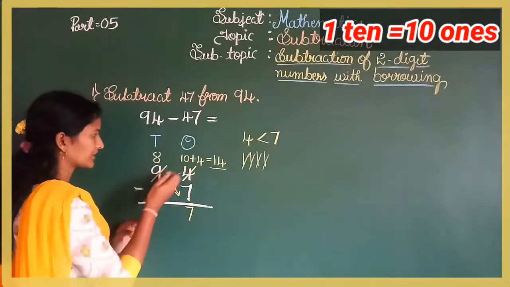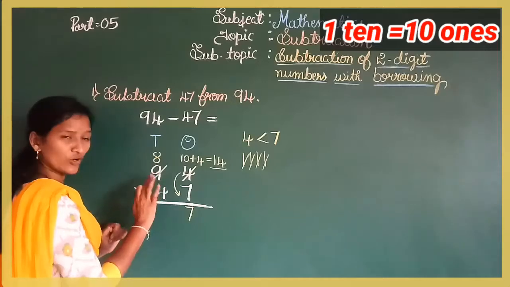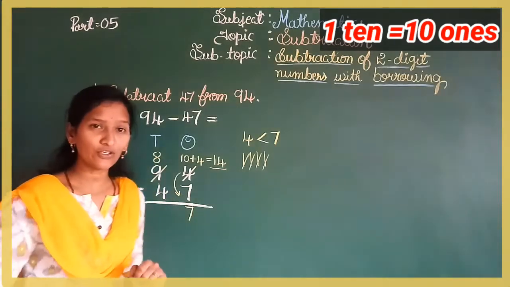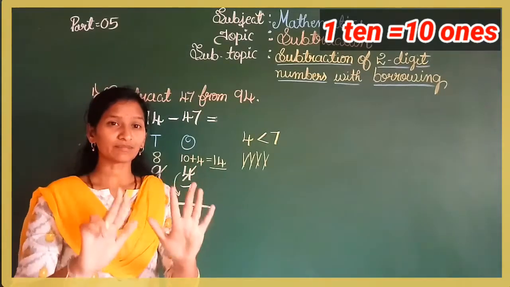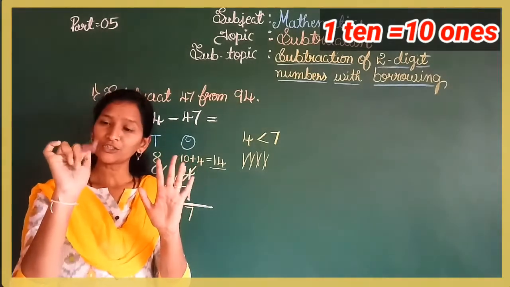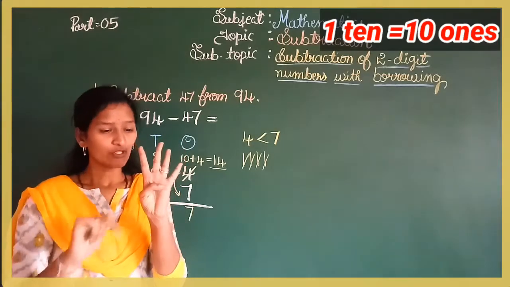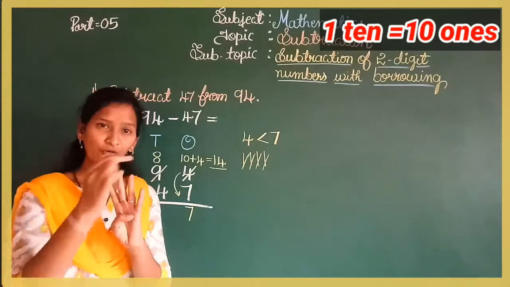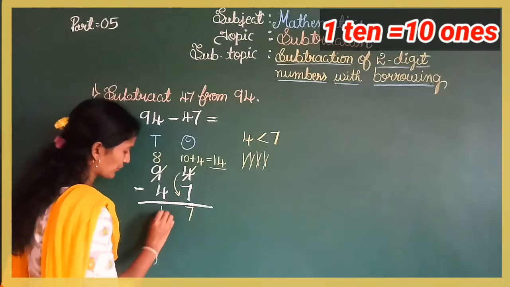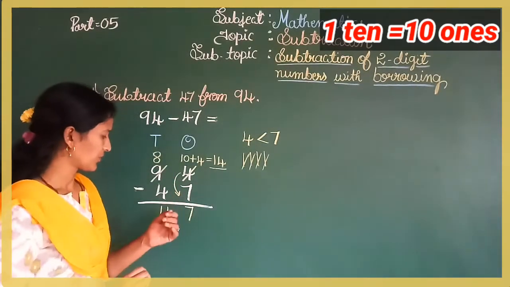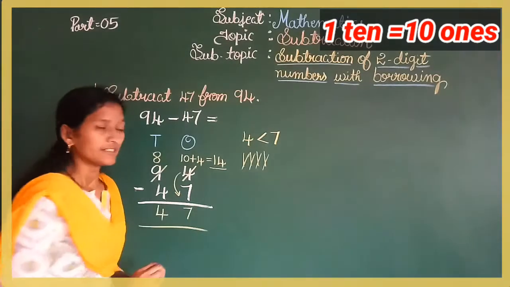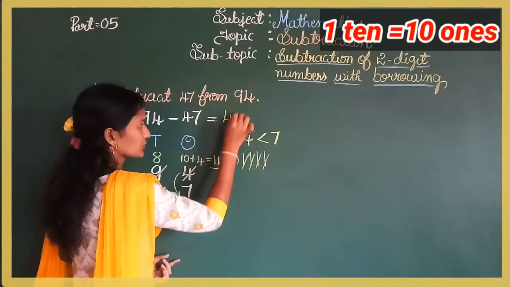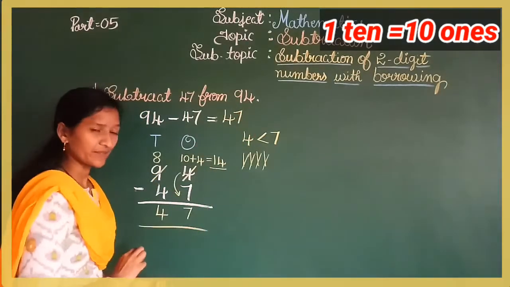The next, come to the tens column. Now it is not 9, it is 8. 8 minus 4. What is 8 minus 4? In 8 you have to subtract 4. 1, 2, 3, 4. So how many fingers are left here? 1, 2, 3, 4. So 8 minus 4 is also 4. Children, what is our difference? 47 is our difference. So write here 47.